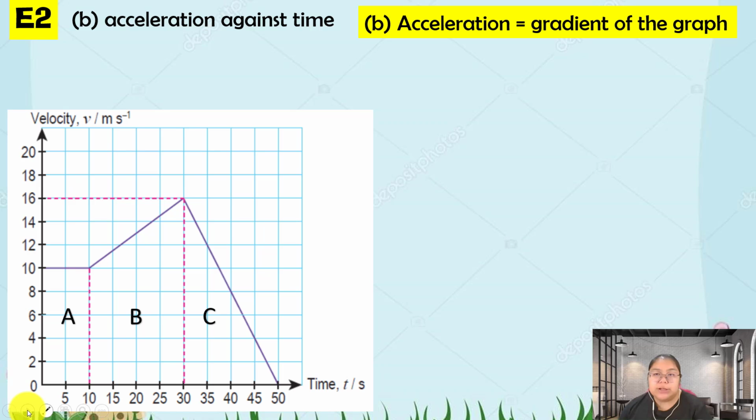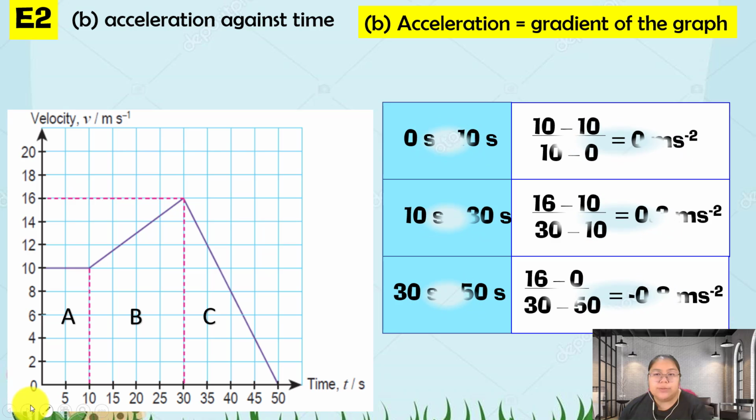So this one, acceleration is the gradient of the graph. So we need to find the gradient for A, B, and C if you want to plot the graph. Okay, so from here, we do the calculation again. 0 to 10, so 10 minus 10 over 10, so it should be 0, because here is flat. Flat doesn't have any acceleration.